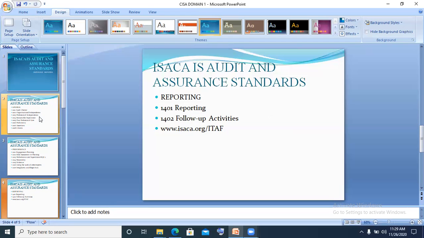So if you want more information about auditing and assurance standards, go to www.isaca.org/ITAF. Then you'll be able to download the standards.